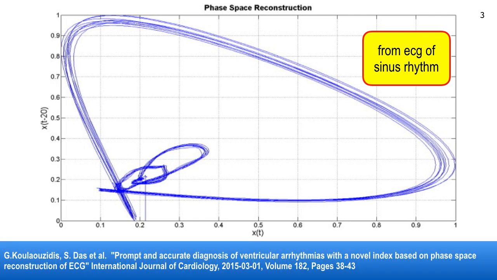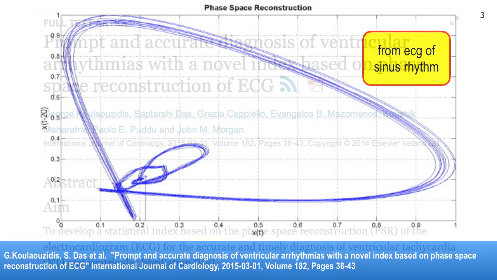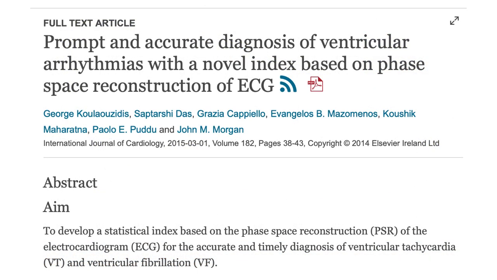It's in the International Journal of Cardiology from March of 2015. So this is pretty good. Here's the page. What they're trying to use is the phase space reconstruction to make a prompt and accurate diagnosis of ventricular arrhythmias. All right. Now, why do they want to make it prompt and accurate? Well, they don't want people dying, is basically the theory. Because if you look down here in the abstract, it says accurate and timely diagnosis of ventricular tachycardia. Okay, that is death. That is sudden cardiac death.